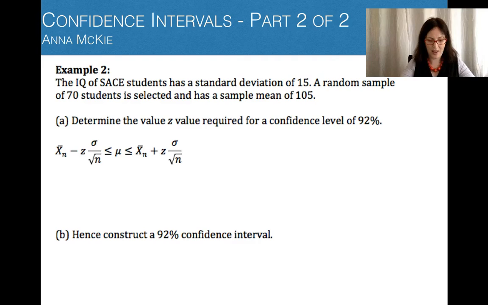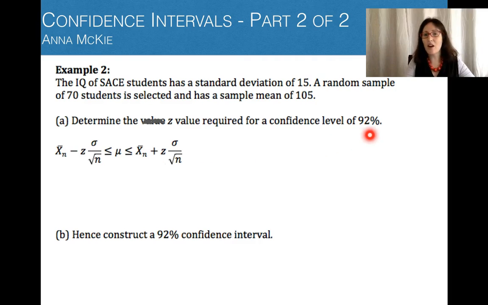Example 2. The IQ of, say, students has a standard deviation of 15, let's say, and a random sample of 70 students is selected and has a sample mean of 105. So this time around we want to determine a 92% confidence interval. But the first step is to determine the Z value required for a confidence level of 92%. From a 95% confidence interval, we know that that Z score is what?